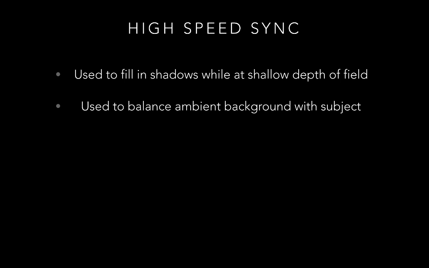If you're just wanting to make the sky blue instead of bright white, you know, the sky's blown out in all these natural light shots, the sky is bright white. If you want to bring that blue in, then you're going to want to lower the ambient exposure and use high-speed sync to illuminate the subject to balance those two exposures.